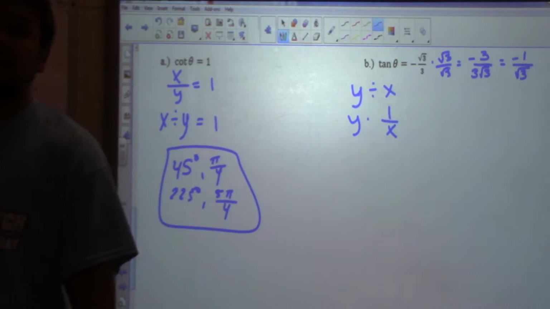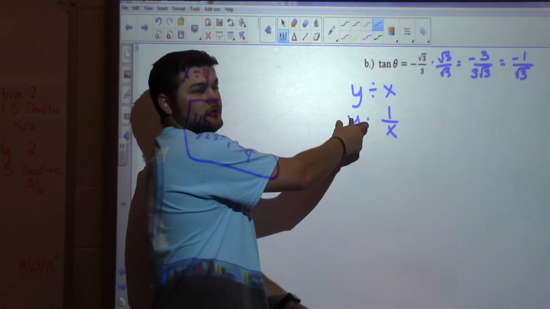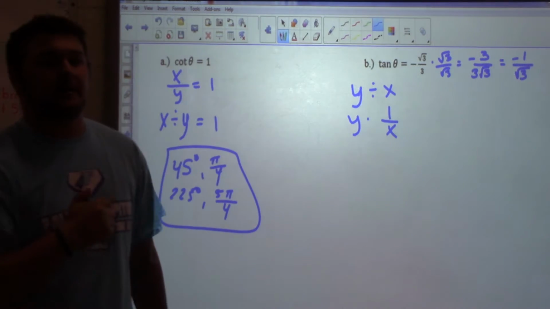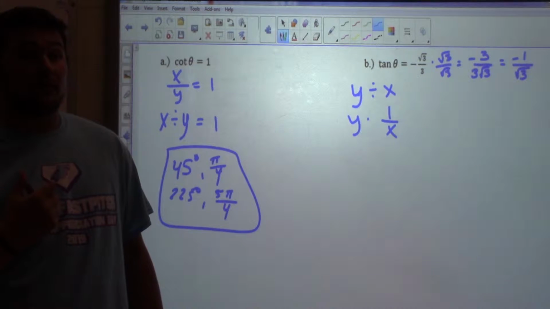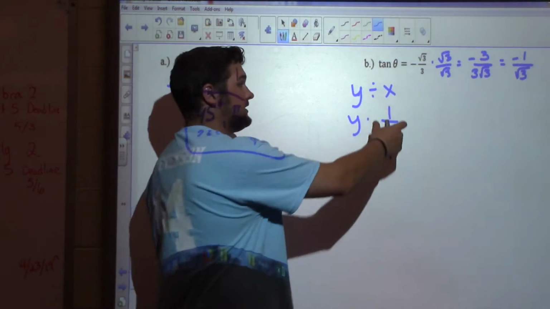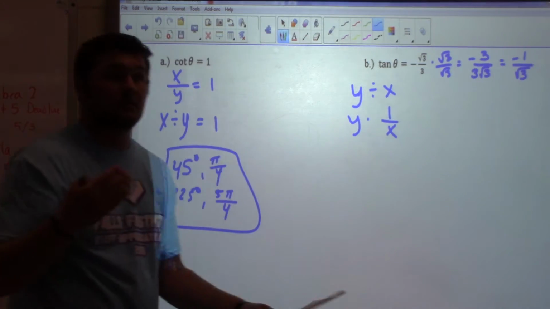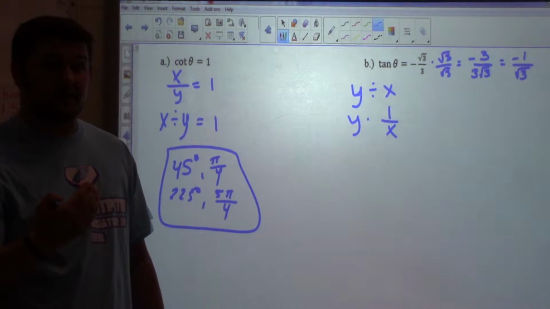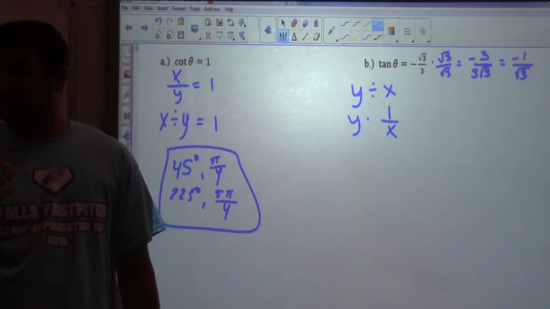Well, if square root of 3 ends up in my denominator, do you think it's going to be in my y or my x value? If I have square root of 3 as my y value, is there any way for it to get to the denominator when I do multiplication? No. But if it is part of my x value, when I flip it, then I know it's going to be in the denominator, right? Does that kind of make sense? Yes? No?